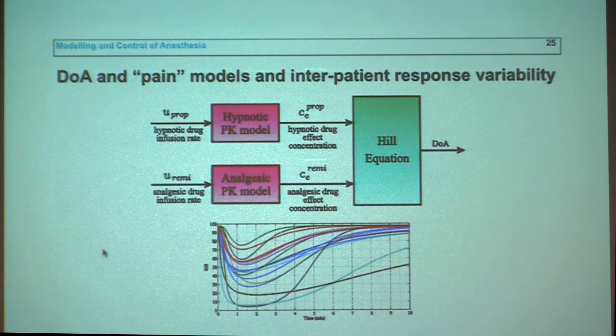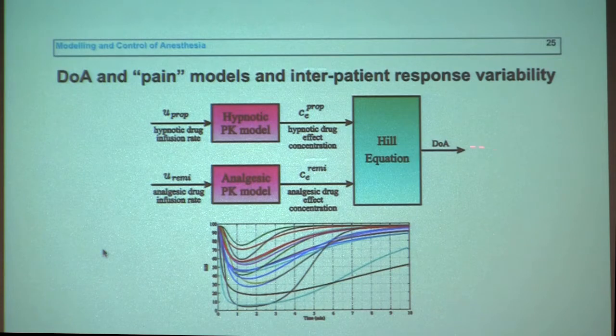So now you have two drugs. You have one drug which is an analgesic, and one drug which is a hypnotic that acts on the self-consciousness. And you have, again, these linear parts, the pharmacokinetics for both. And now the Hill equation has two inputs. So it's more complicated, but the idea is always the same. So instead of having one line, you have a surface with the output.